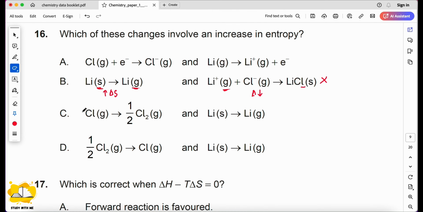is from 1, the coefficient from 1 to half. Even though it's gas to gas, the coefficient decreases, so the entropy will decrease. And for this solid to gas, the entropy will increase, and this one, not both of them increase. And this one, from the smaller coefficient to the bigger coefficient, half to 1, so the entropy will increase. And solid to gas, the entropy also will increase. So the answer is D.